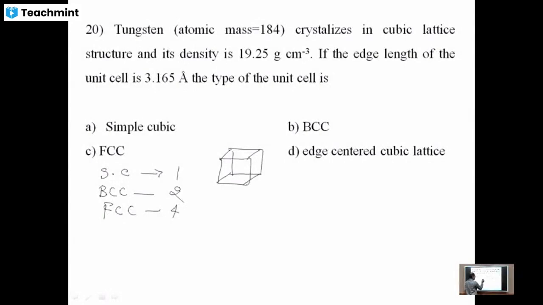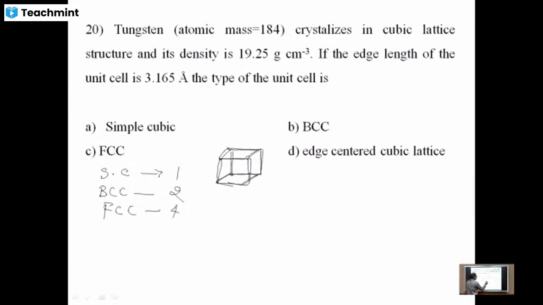Of course, there will be particles at the corners, 8 corners, each having 1 particle. And how many edges in this cube? You see, in the upper face, you can find 4 edges. In the bottom face also, we have 4 edges. 4 plus 4, 8. Left side face, 2 edges, 10. Right side, 2 edges, plus 2, 12.